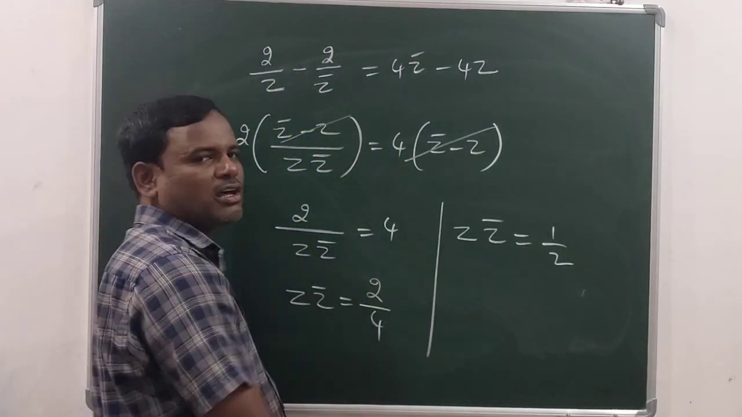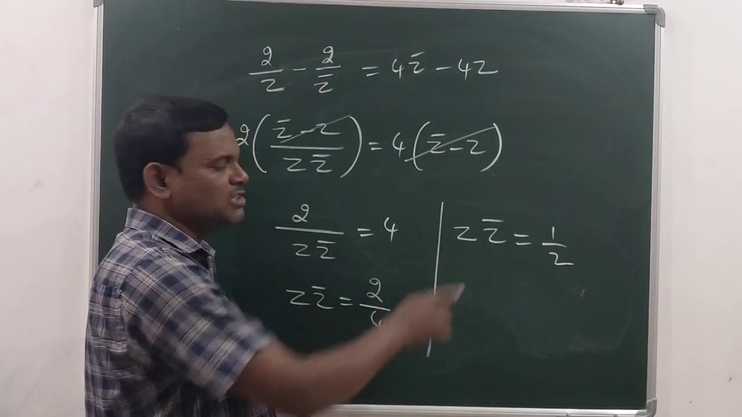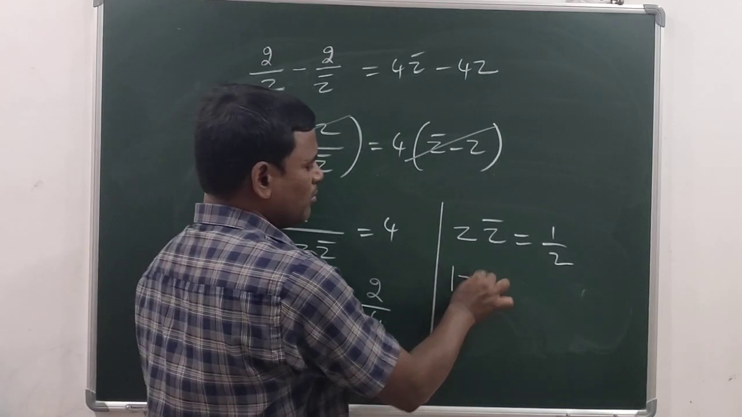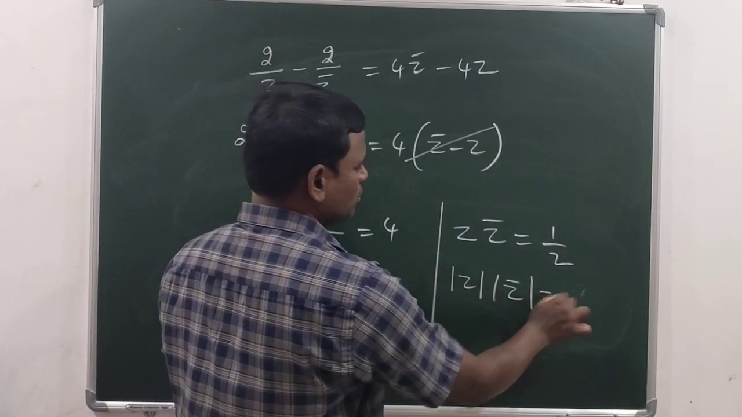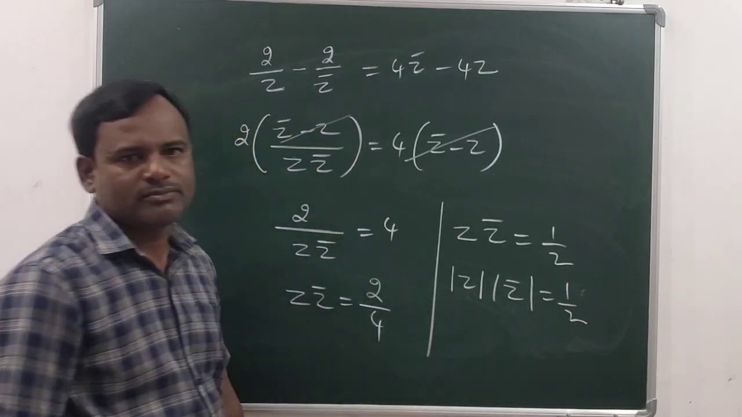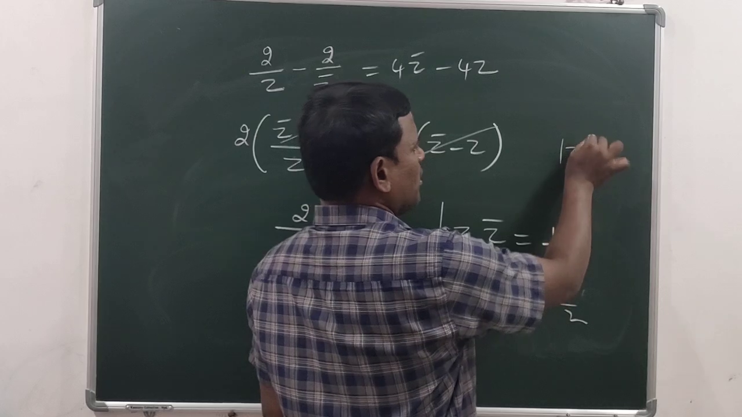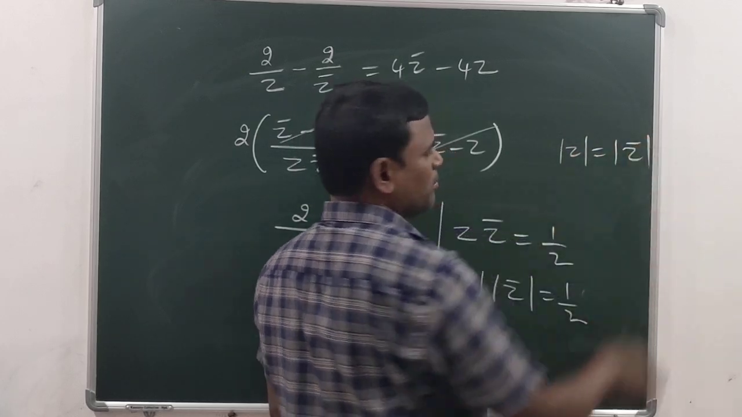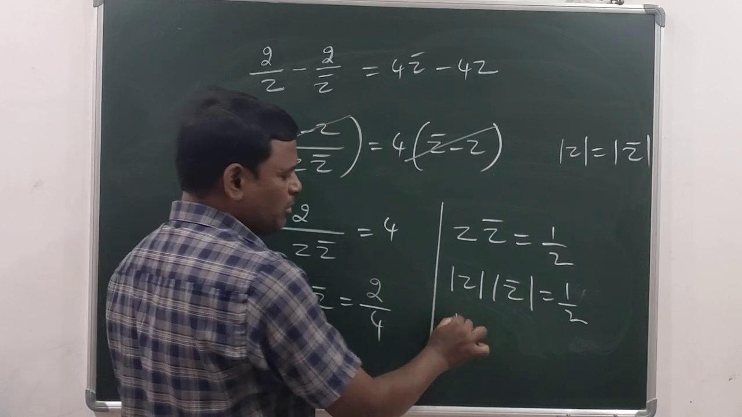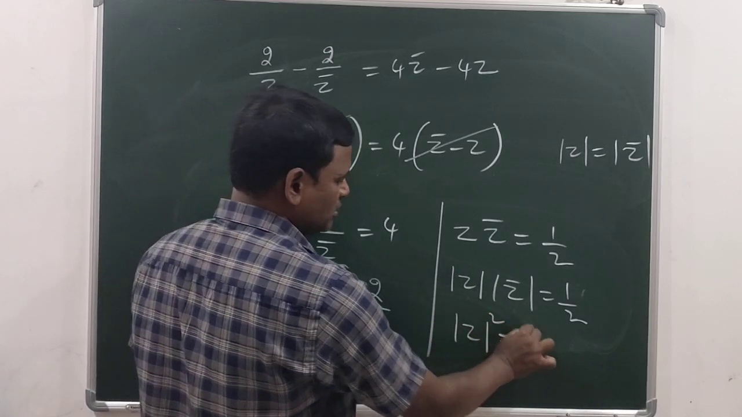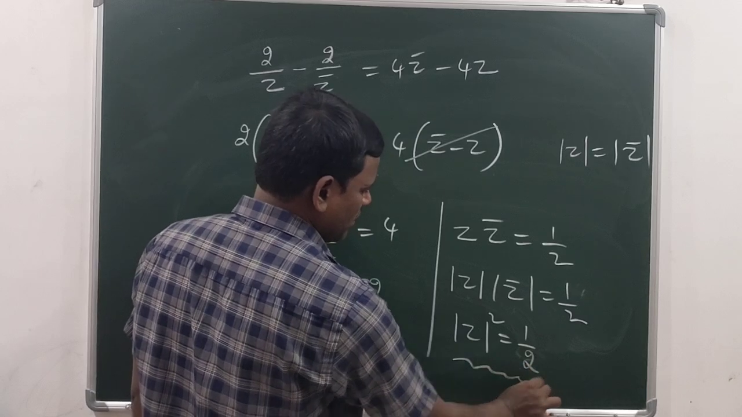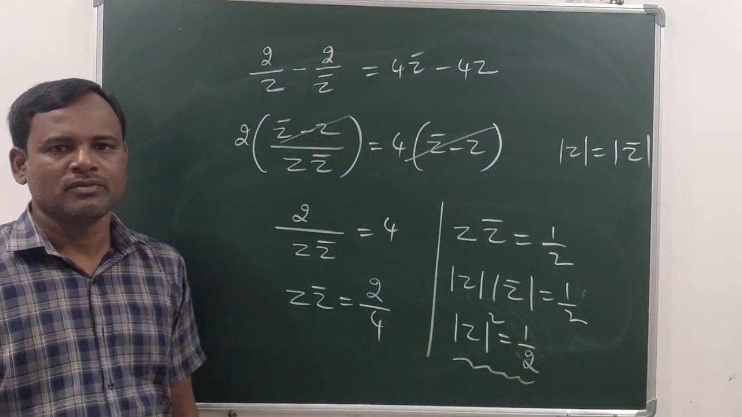Now apply mod on both sides. Take the modulus, the magnitude, on both sides, so it can be written mod z and mod z bar equal to 1 by 2. You know, both are equal. As you know, mod z is equal to mod z bar. Hence, in place of mod z bar, you can write mod z, so mod z square is equal to 1 by 2. So this is your required answer. Thank you.